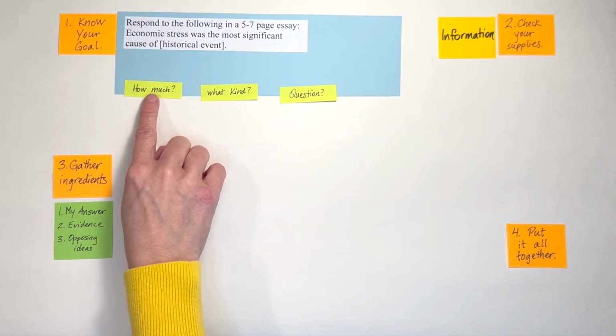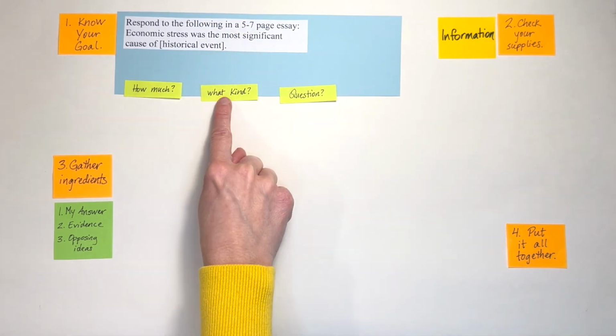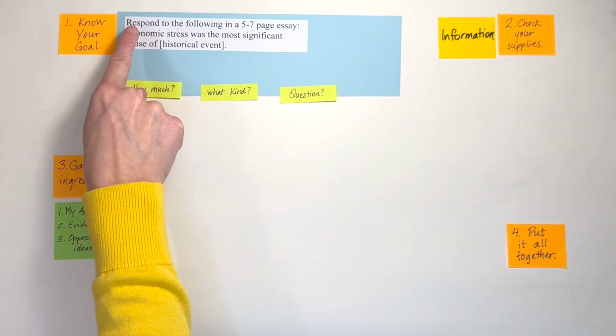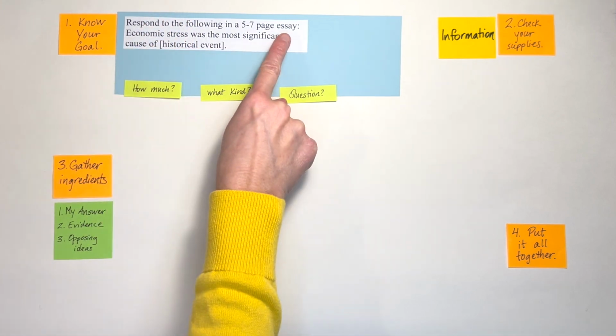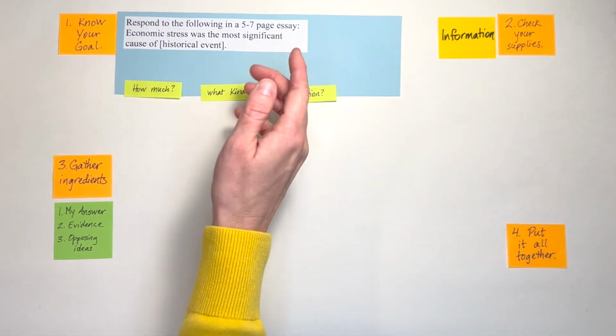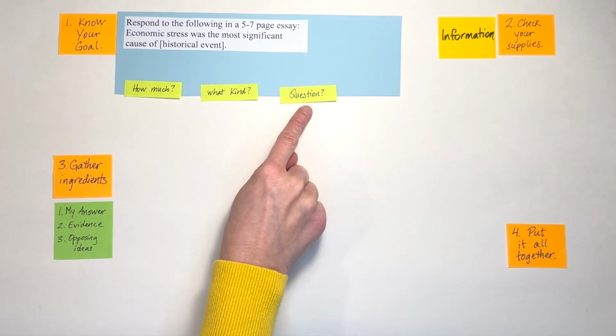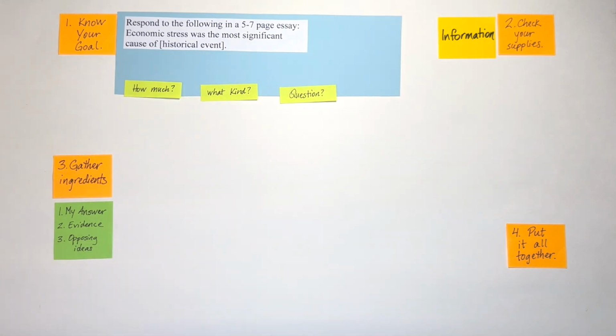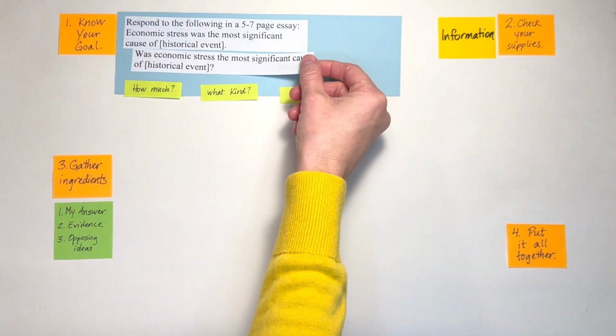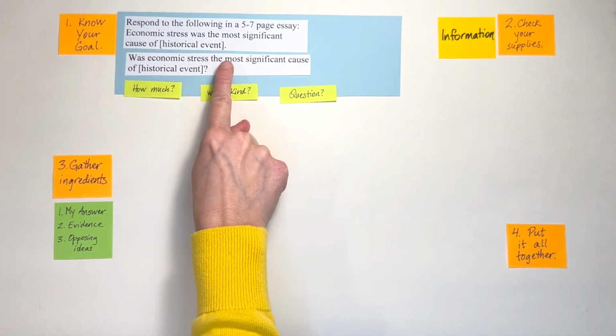How much? We have a 5 to 7 page essay. And what kind? We're responding in an essay, so we know we're writing an argument, but there's no other specification. So that means we have a bit of flexibility in how we put our argument together. Now, what about the question? There isn't a question written down for us, but with this kind of prompt, we can actually turn it into a question fairly easily. Perhaps the quickest way to turn this into a question is just to rephrase it.